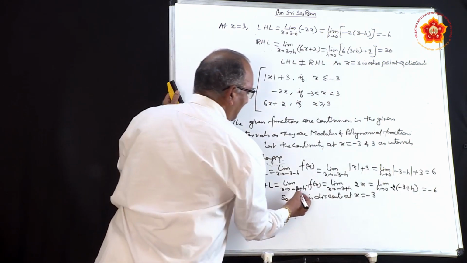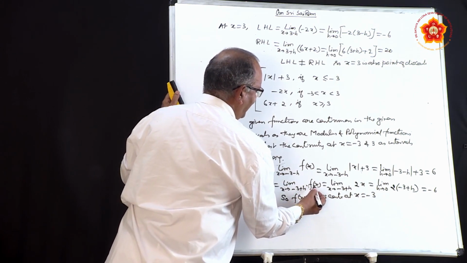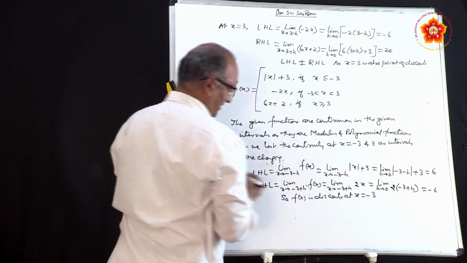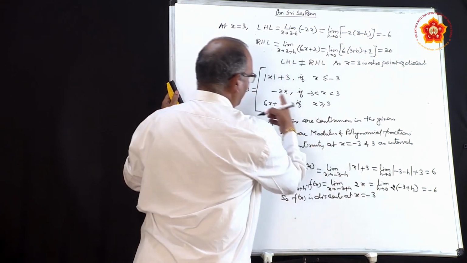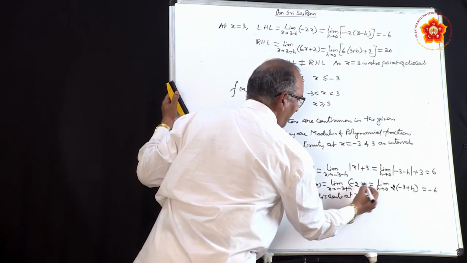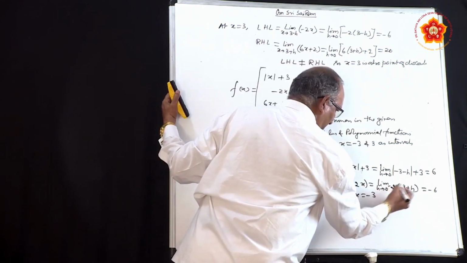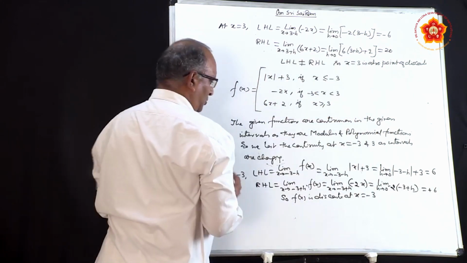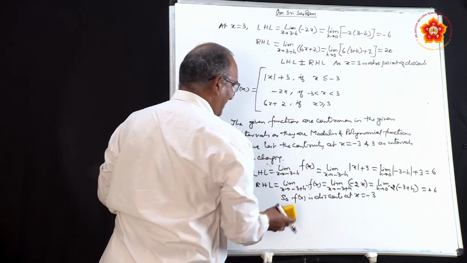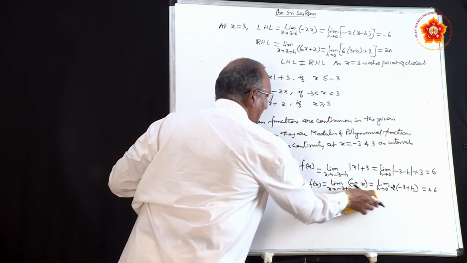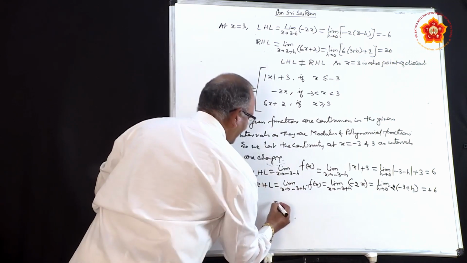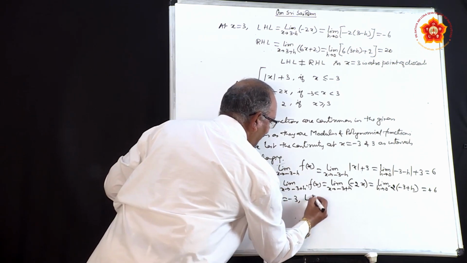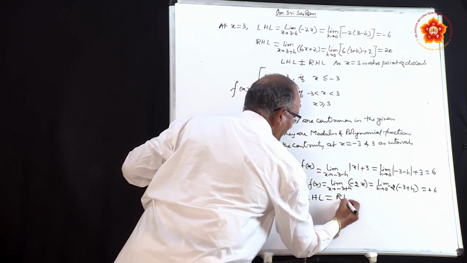Right hand limit is minus 3 plus h, and in that case the function is minus 2x. Here is the mistake. You can see it is not 2x, the function is minus 2x. So, this is minus 2, and when you substitute, you get plus 6. So, both left hand limit and right hand limit are equal. Since they are equal, we say at x equal to minus 3, left hand limit is equal to right hand limit.